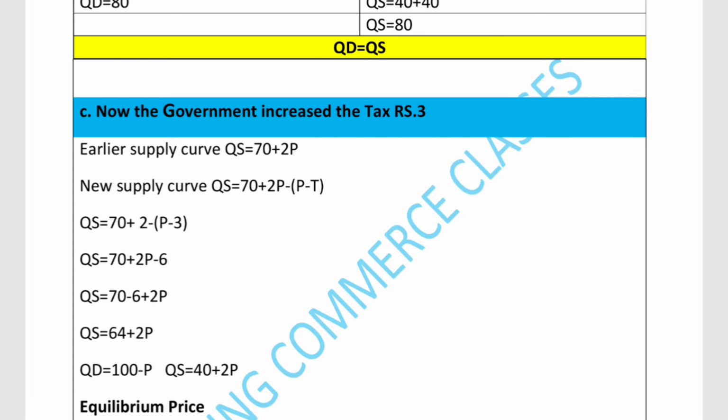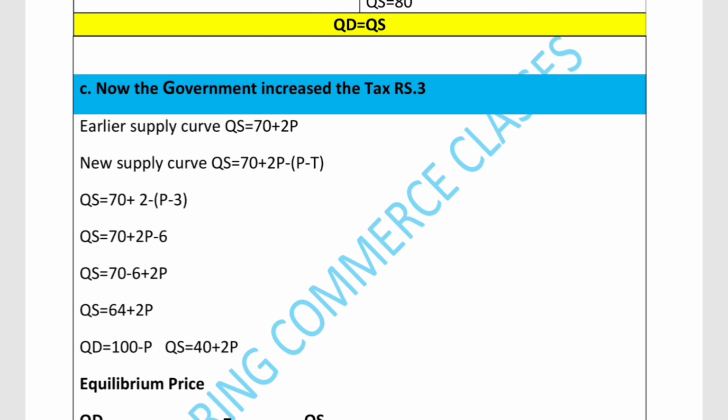What is the tax rate that has been increased? 3. In the bracket we need to write P minus 3. Now QS is equal to 70 plus 2 into (P minus 3). So 2 times 3 is 6. 2 times 3 is 6, which means minus 6. QS is equal to 70 plus 2P minus 6.